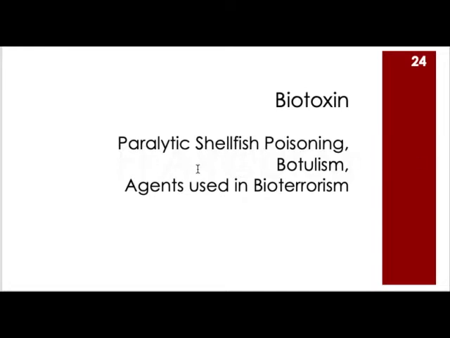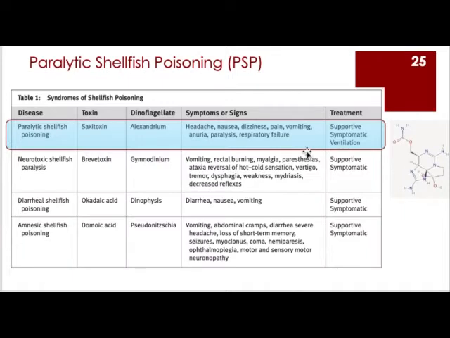We'll go through paralytic shellfish poisoning, botulism, and also some agents in bioterrorism. There are different types of shellfish poisoning that can occur. The more popular one in the context of your country is called paralytic shellfish poisoning. The main culprit is saxitoxin. It can cause paralysis. The severe symptoms, like paralysis or respiratory failure, are the ones that we want to avoid, of course. The treatment is a bit tricky because there's no specific antidote in a way. It's more supportive ventilation for those who have respiratory failure.